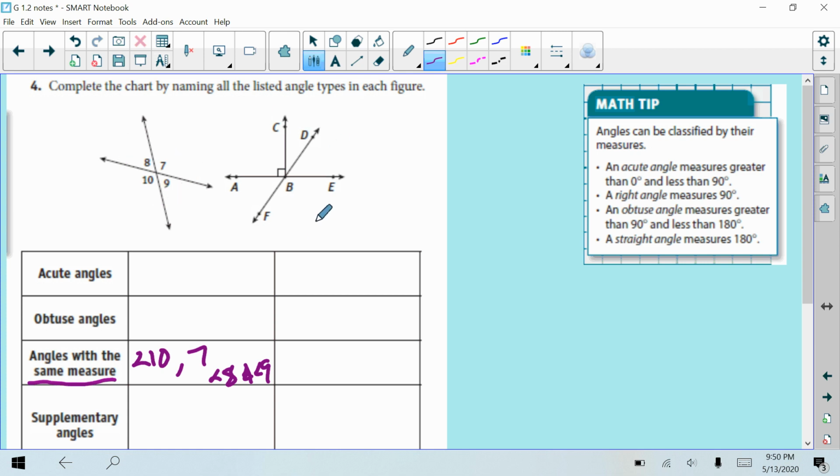Over in this picture, angles with the same measure. This will be something we will learn in a little bit. We haven't learned it yet, but this angle and this angle are what we call vertical angles. Basically, anytime you have an angle and you take this ray and extend it, and you take this ray and extend it, those are what we call vertical angles. They will always be alike. So that's angle ABF and angle DBE.